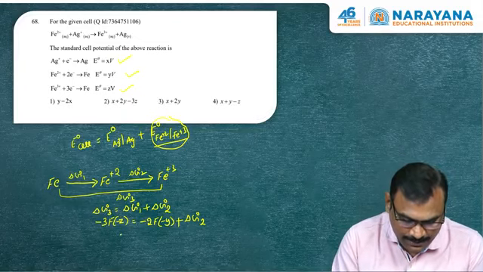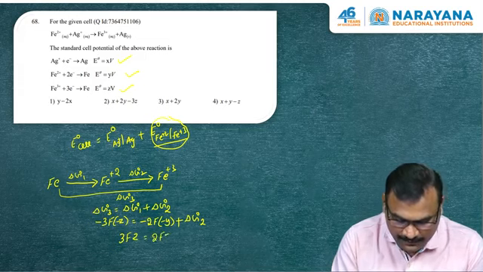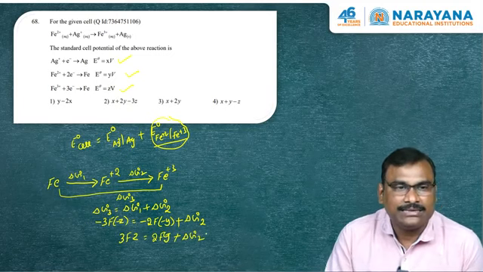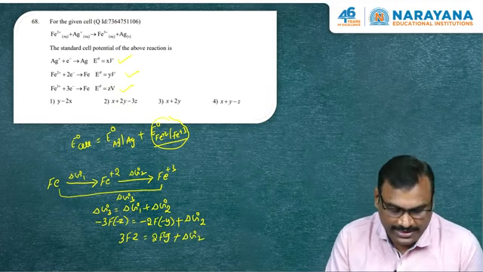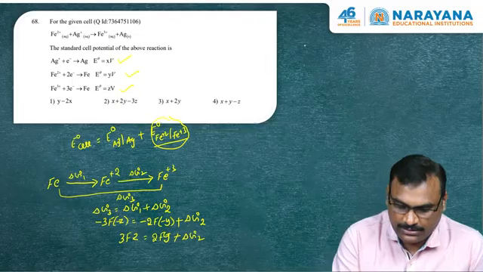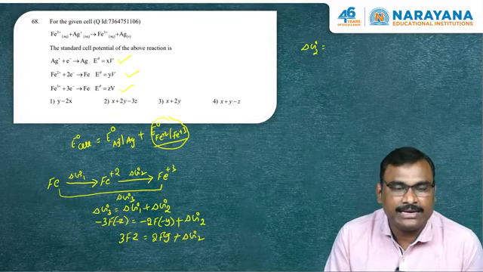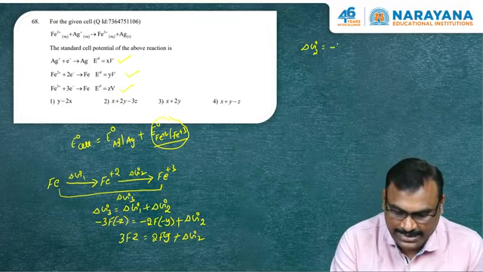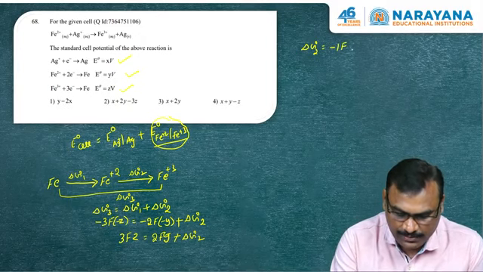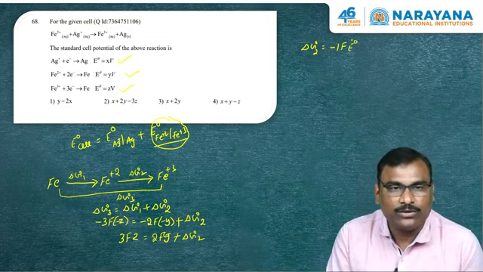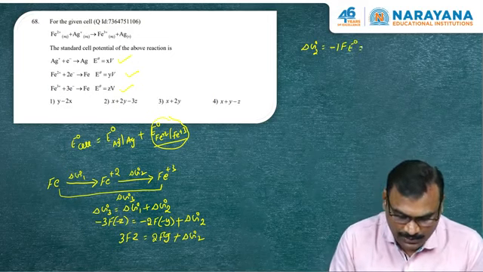You see this is 3FZ. This is 2FY plus delta G naught 2, since delta G naught is equal to minus nFE naught. So delta G naught 2 is nothing but the Fe2+ to Fe3+ free energy change, that is minus 1F times E naught. We don't know that E naught, right?